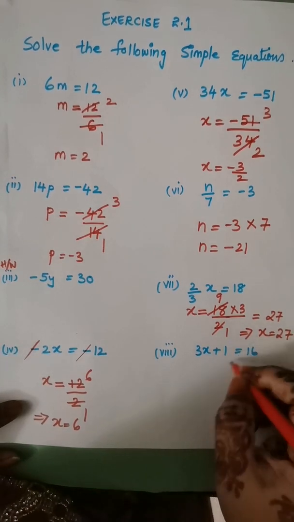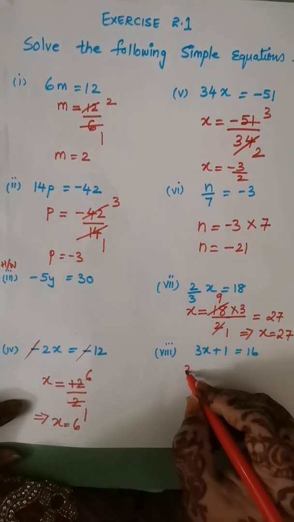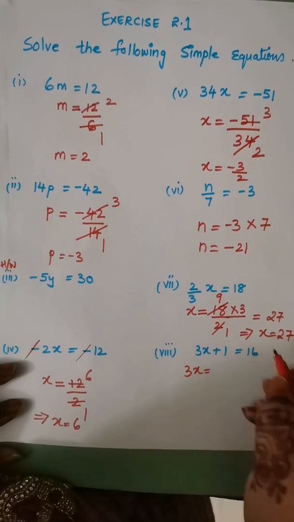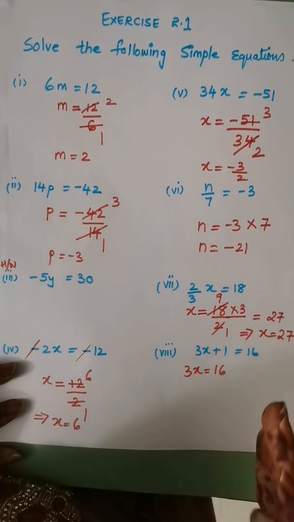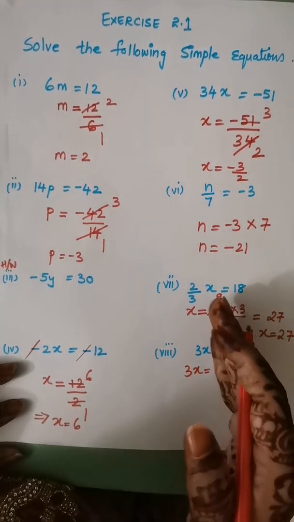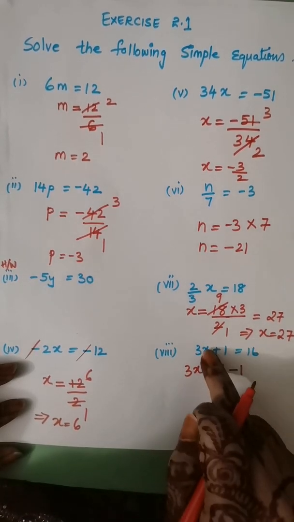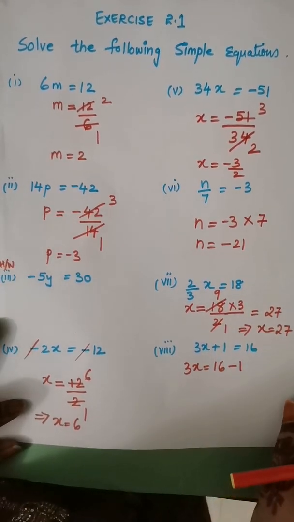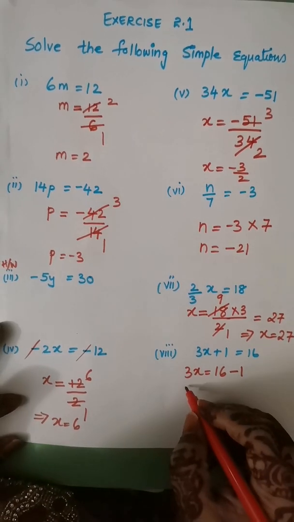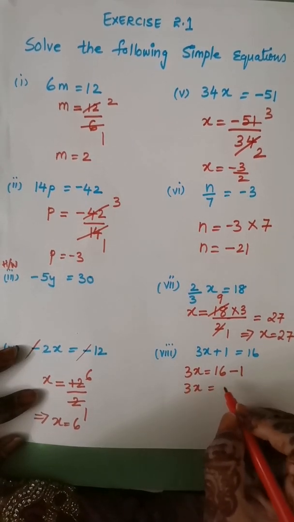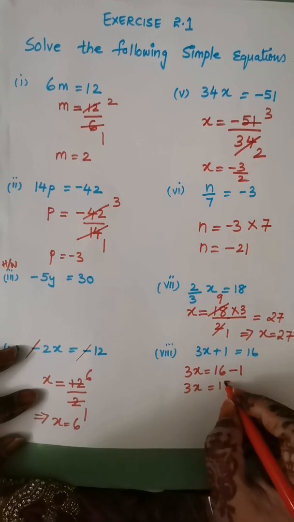First, whatever plus or minus is there, send it to the other side. So 3x is equal to, on the other side you have 16. Write 16 as it is. Now plus 1 will go there and it will become minus 1. Okay, plus sign transposed to the other side will become minus 1. Now 3x is equal to 16 minus 1 is 15.